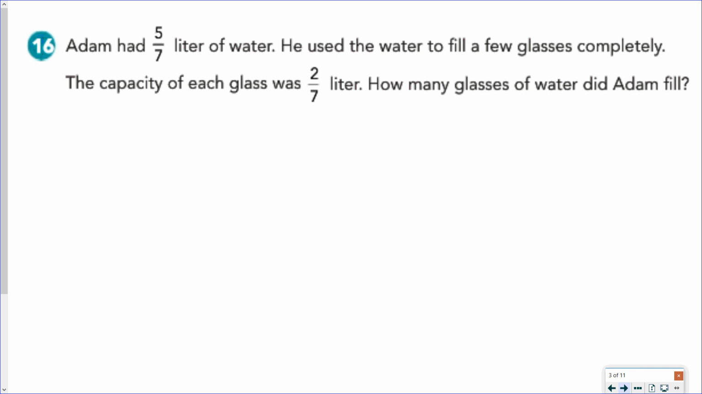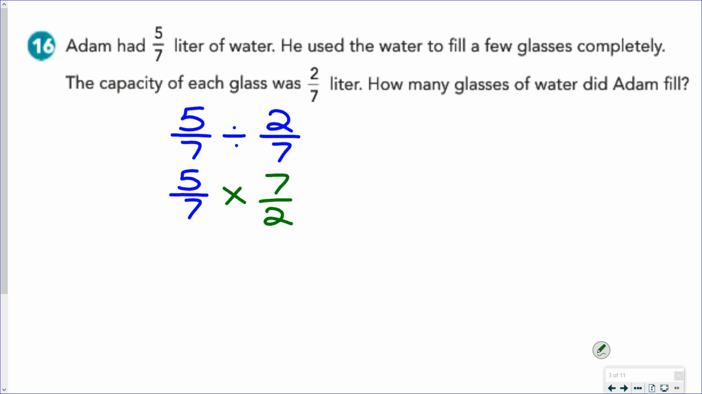Adam had 5/7 of a liter of water. He used the water to fill a few glasses completely. The capacity of each glass was 2/7 of a liter. How many glasses of water did Adam fill? Well, we have 5/7, and we're dividing that by 2/7. So we keep the 5/7, change division to multiplication, and use our reciprocal.